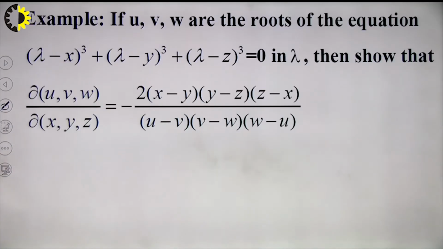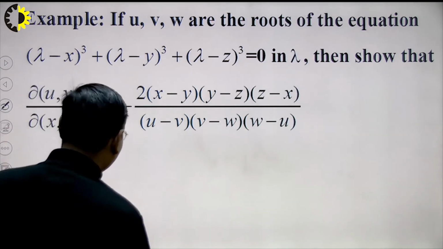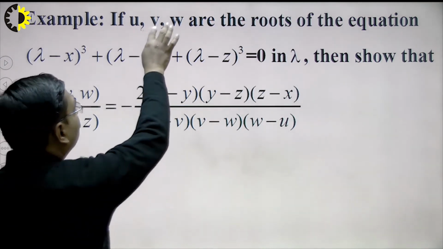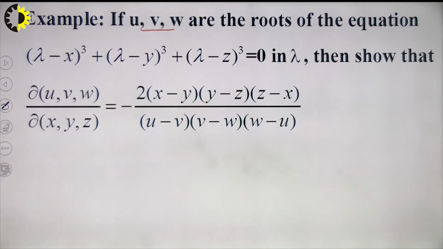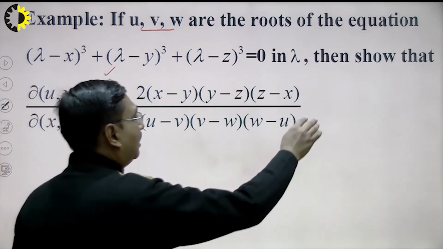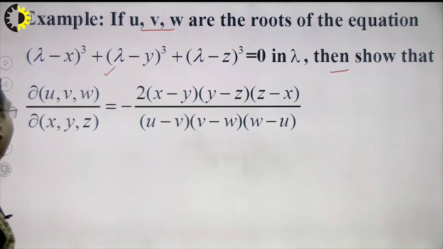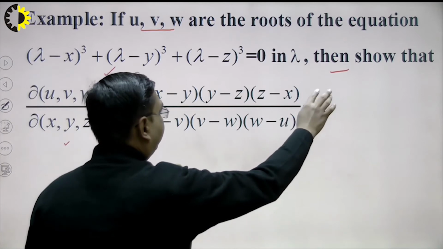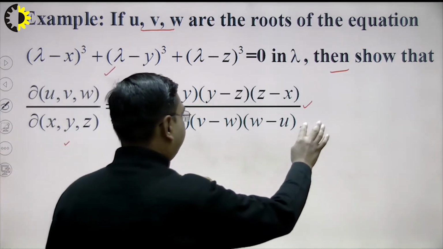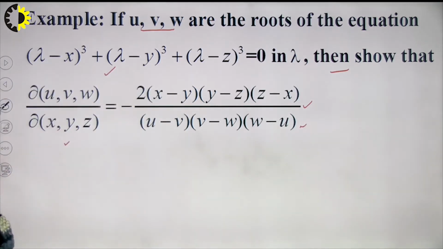Now we move towards the next example. It is a typical example, which says if u, v and w are the roots of this equation in lambda, then show that ∂(u,v,w)/∂(x,y,z) is equal to −2(x − y)(y − z)(z − x) upon (u − v)(v − w)(w − u).